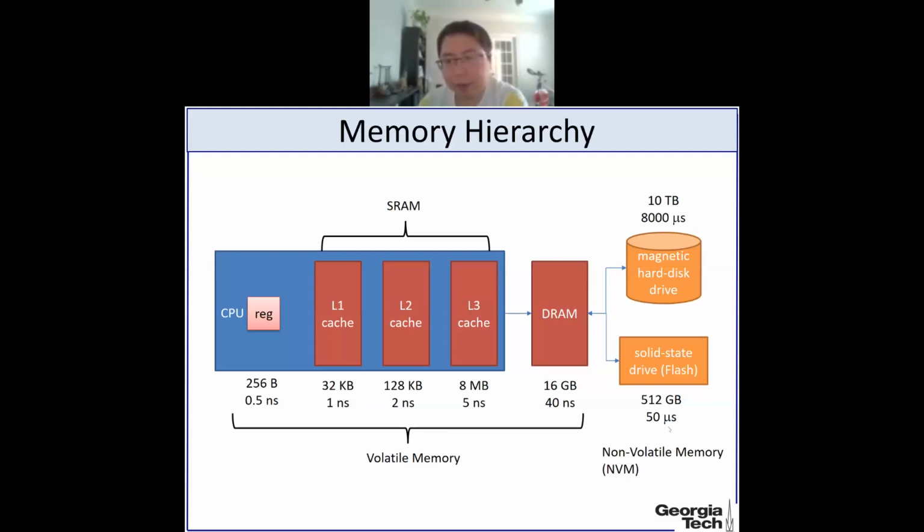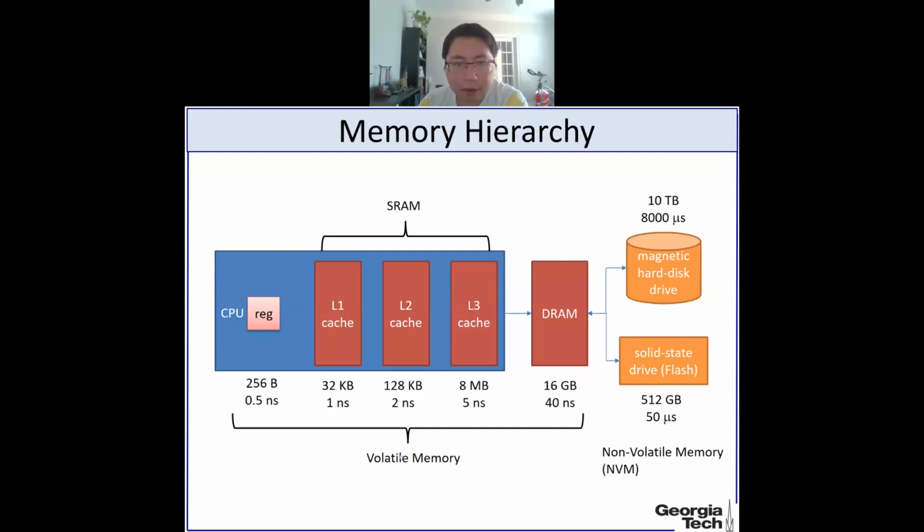You need around 50 microseconds to access the data. So you can feel the difference in your daily life, right? If you have a desktop computer with a hard disk drive, when you boot up the system, it will need a longer time. And the solid state drive, SSD, will enable faster boot up of your system. So you can feel the difference in terms of the speed.